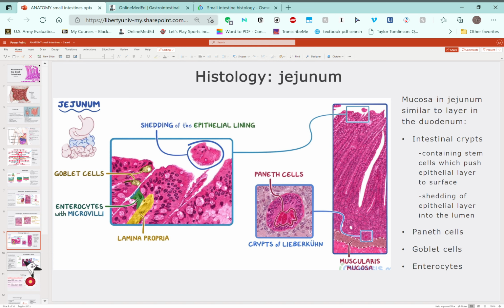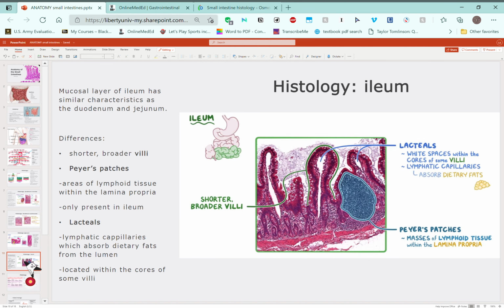Okay, and you have those microvilli, of course, which are aiding in digestion. Okay, and histology of the ileum is what we're going to discuss in this slide, specifically the mucosal layer. The big difference for the ileum's mucosal layer is that the villi that we're seeing are actually a little bit shorter and a little bit broader. They also have these structures, which are outlined here in blue, called Peyer's patches.